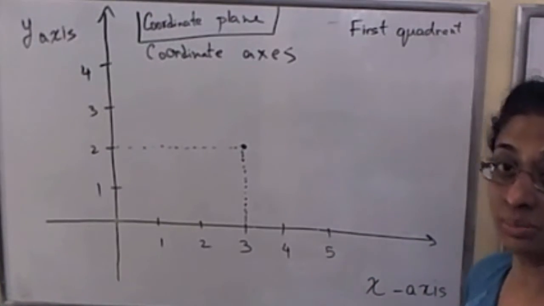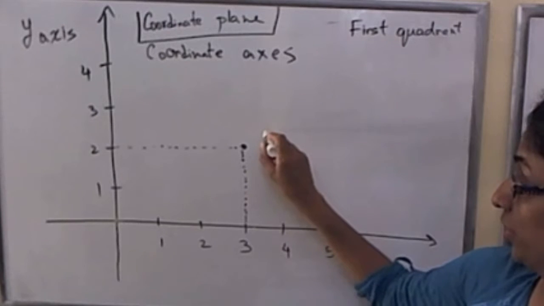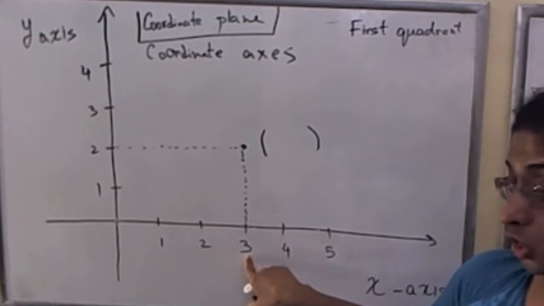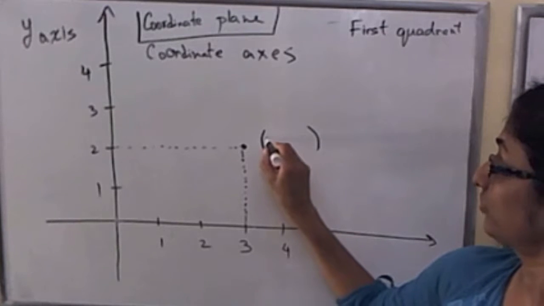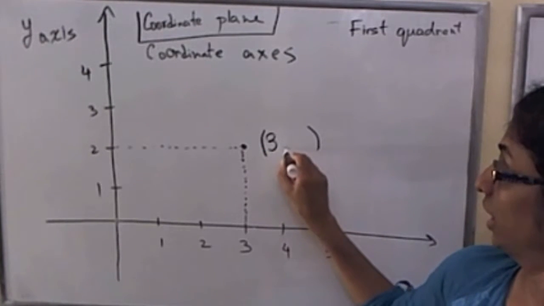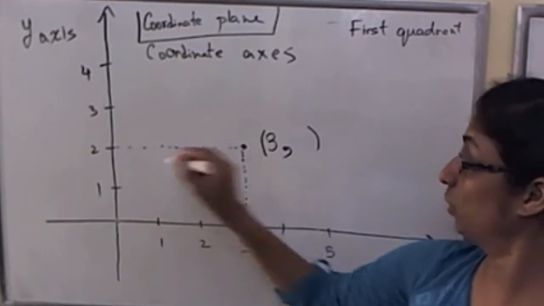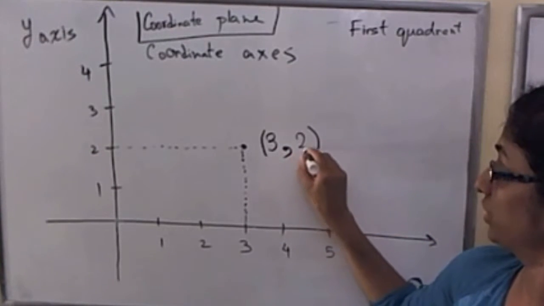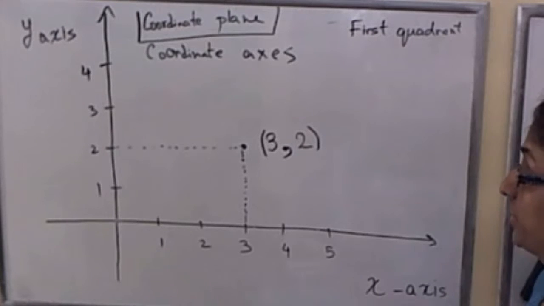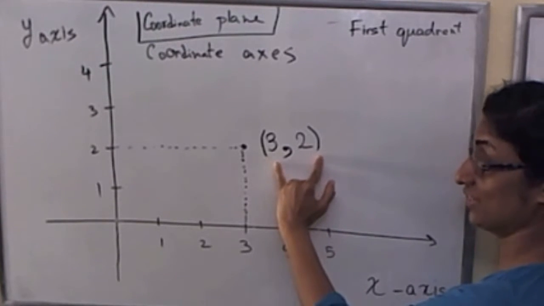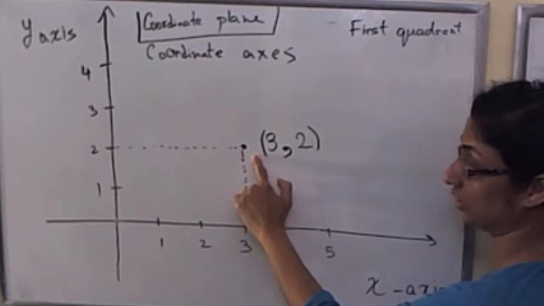I pick up those numbers in this particular order. I first pick up this number, the point on the x-axis, which is 3. I put a comma and I pick up this number that's on the y-axis and I write it there. So this notation is the name of this point.